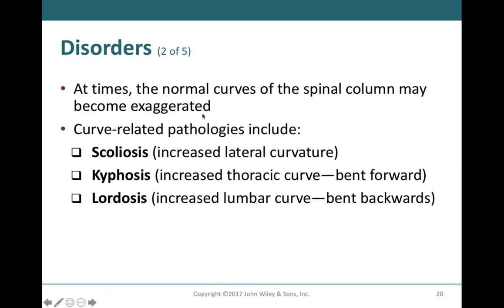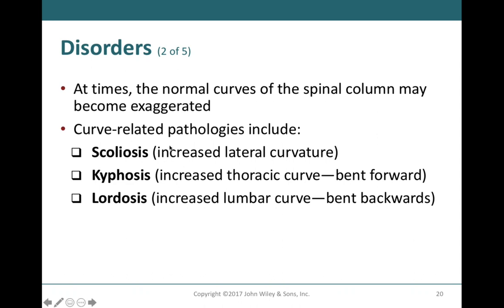The last 3 all are related to our spinal curvatures. Remember, I said we have primary curves and we have secondary curves. So each of these disorders are irregular curvatures that we can find in the spine. Our 3 spinal curvature disorders are scoliosis, kyphosis, and lordosis. So all of these disorders refer to some type of exaggeration in any of our curves.